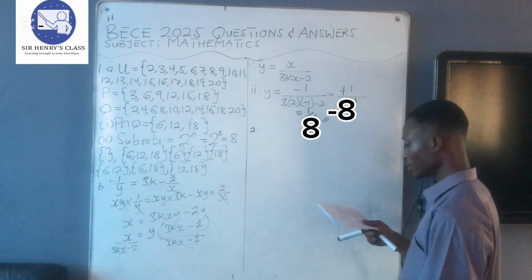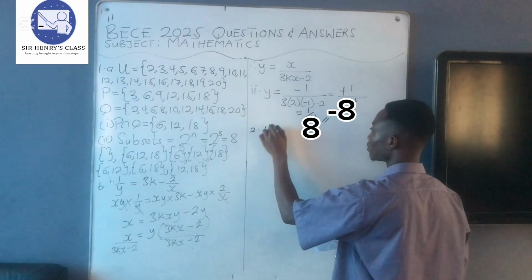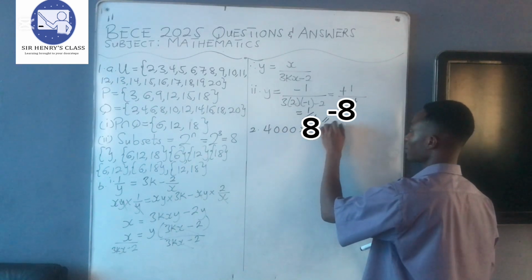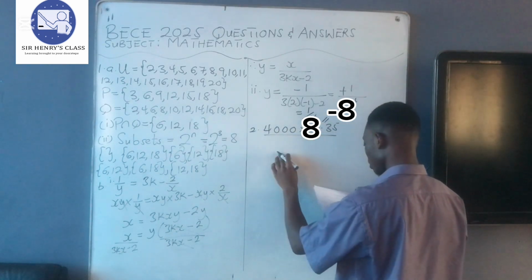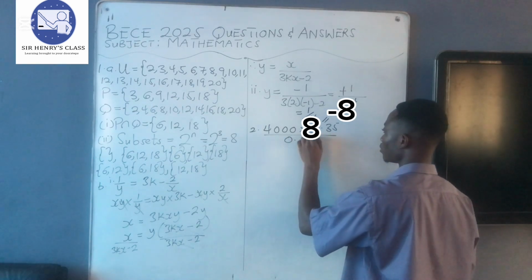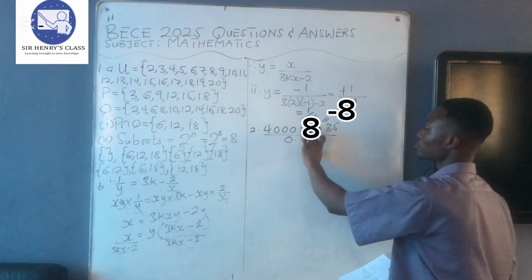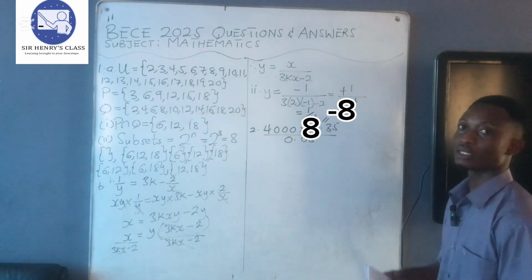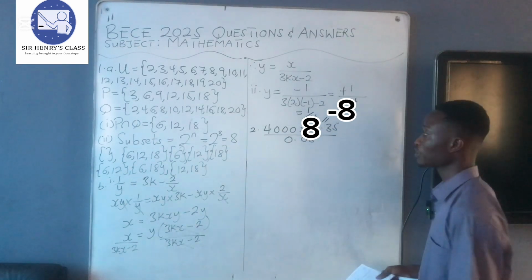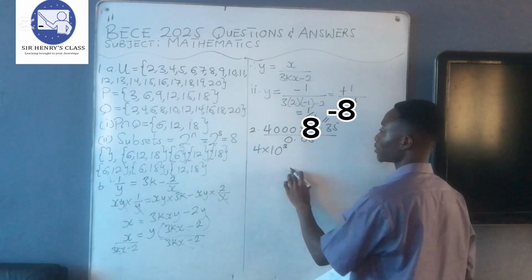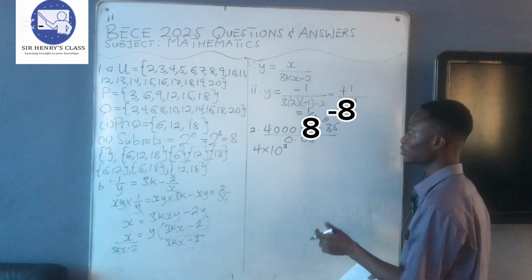Question 2, we have to evaluate 4,000 multiplied by 0.35 all over 0.05 and leave our answer in standard form. You can generalize this in another form, in the base form. So we are going to write this as 4 times 10 raised to the power 3. You would ask, how were we able to do this?